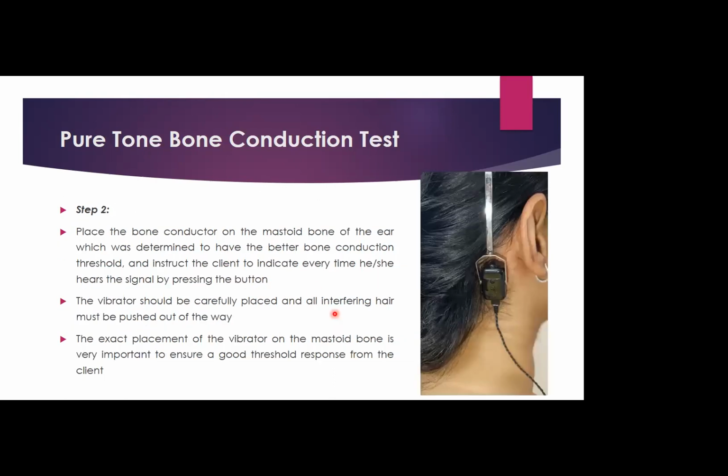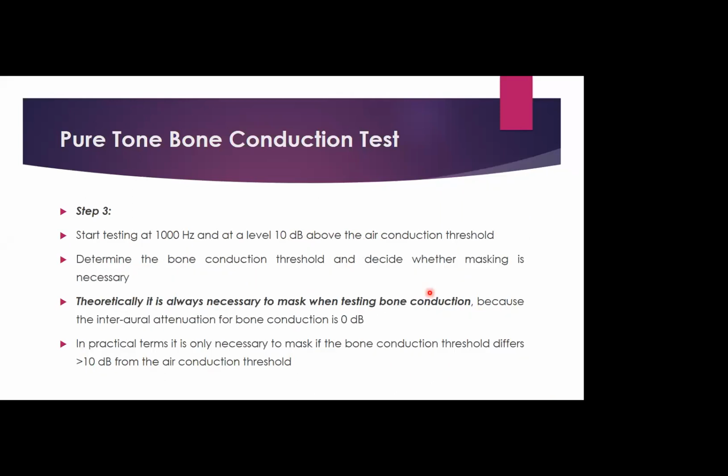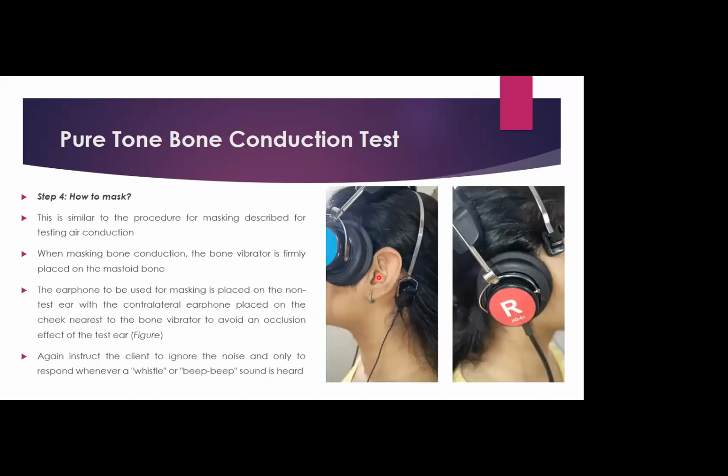So this is specifically the placement of the bone vibrator, and it has to be ensured that no hair is precluding the vibrations from the bone vibrator to the skull. Starting at again 1000 hertz, 10 dB above the air conduction threshold, and 5 plus 10 down method. And theoretically, we always need to mask in case of bone conduction, but practically, if the air bone gap is more than 10 decibels, we definitely need to mask.